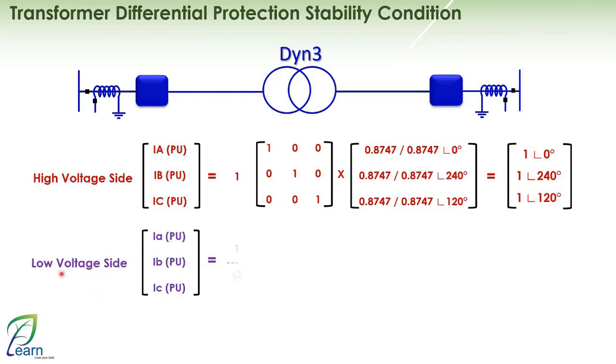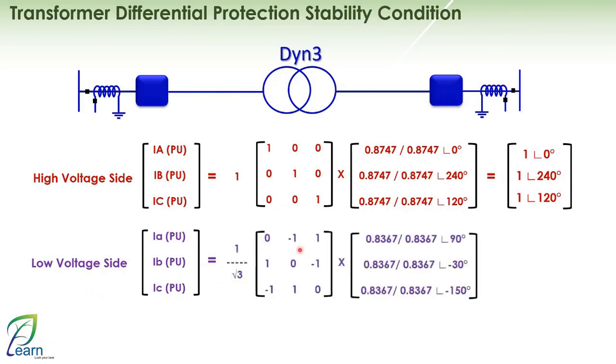Okay, on the low voltage side, I will take my matrix, which is matrix number 3, and multiply it by the current value of this measurement divided by the nominal. I will find that the total result is 111, and my angles are 180, 60, and negative 60.